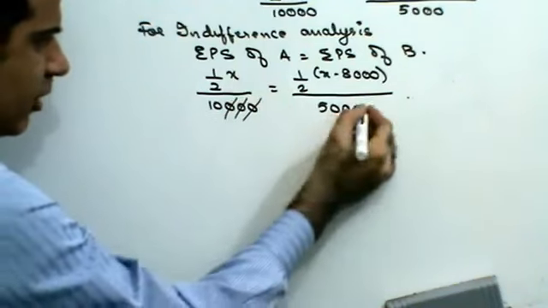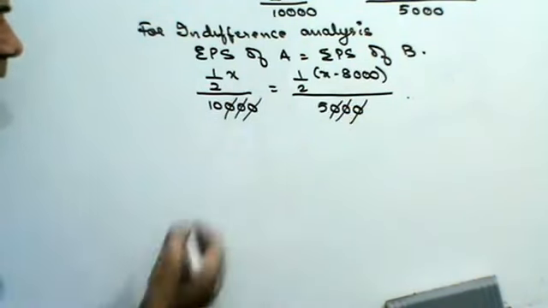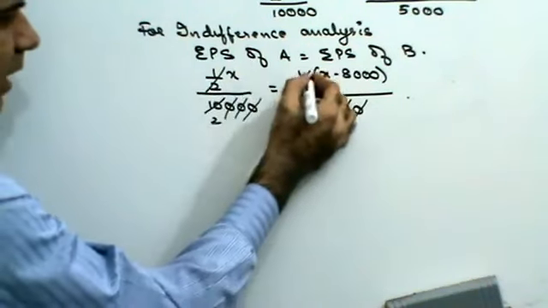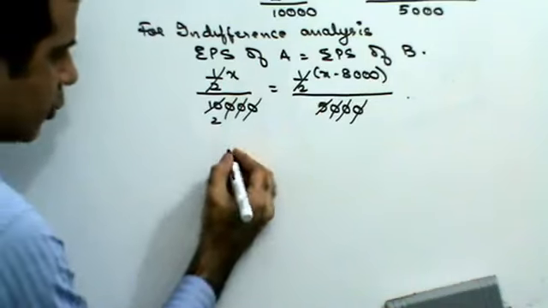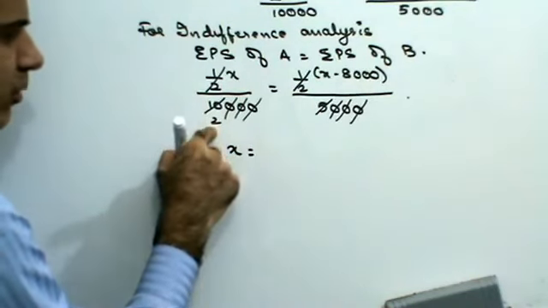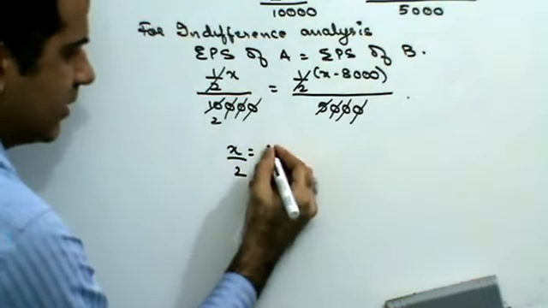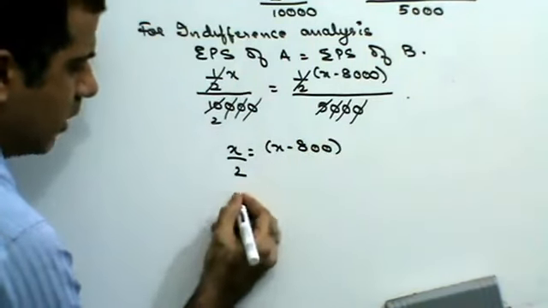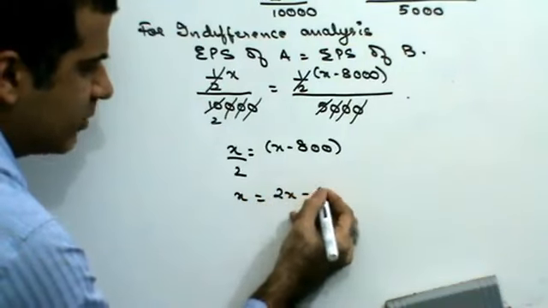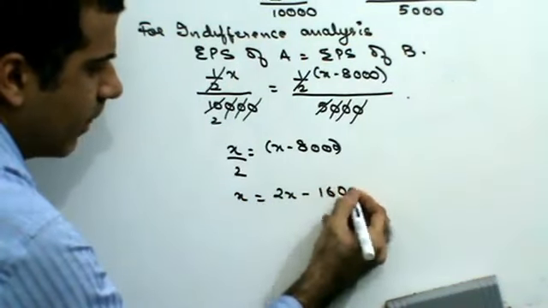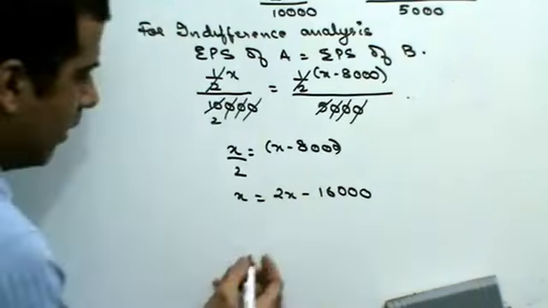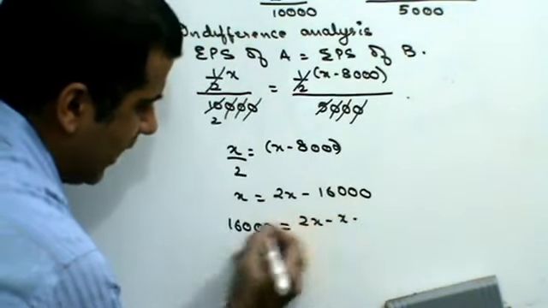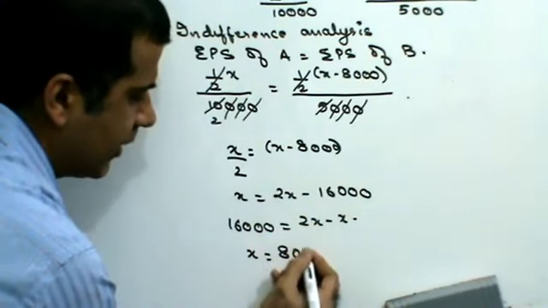3 zeros and 3 zeros get cancelled. 5 ones are, 5 twos are. Half and half get cancelled. So you will get x upon 2 is x minus 8,000. X is equal to 2x minus 16,000. Cross multiply. Therefore, you will get 16,000 is 2x minus x. So, x is equal to 8,000.